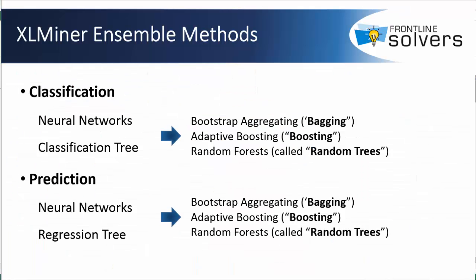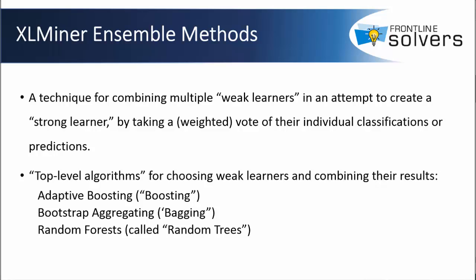An ensemble is a technique for combining multiple weak learners in an attempt to create a strong learner by taking a weighted vote of their individual classifications or predictions. In this example, a weak learner is a classification tree.